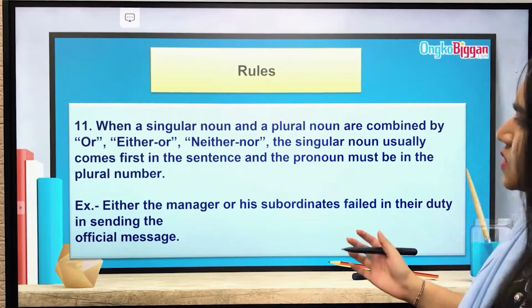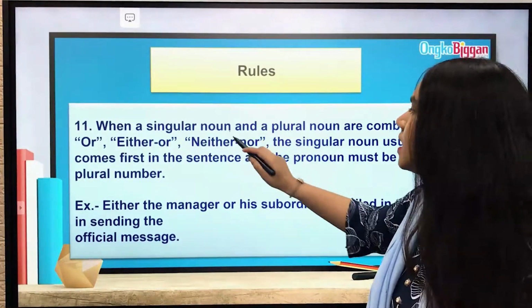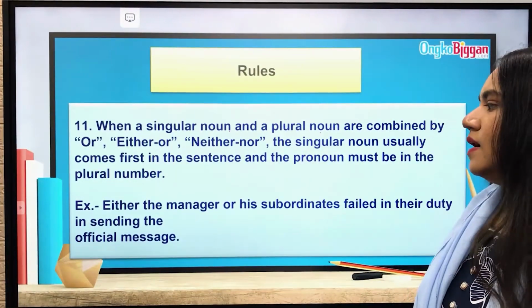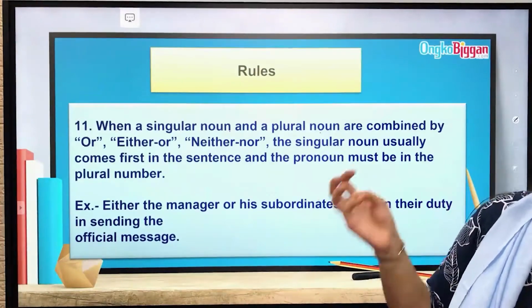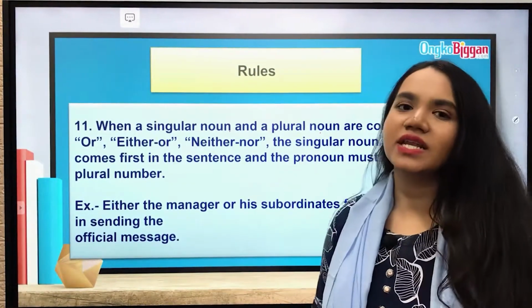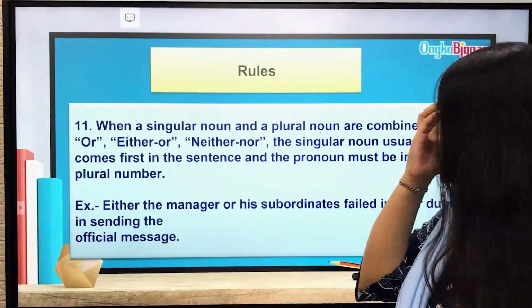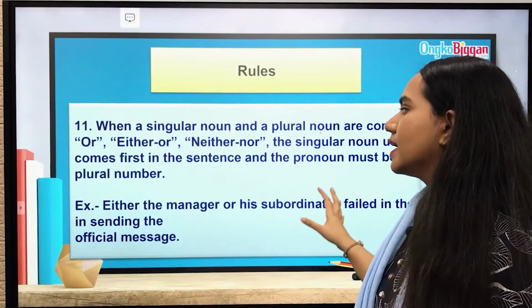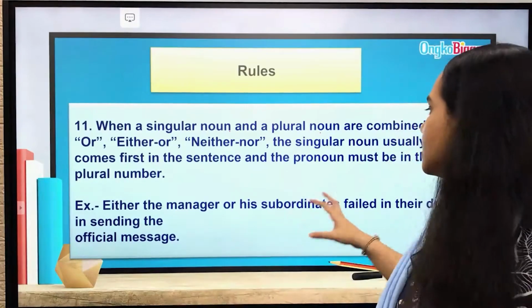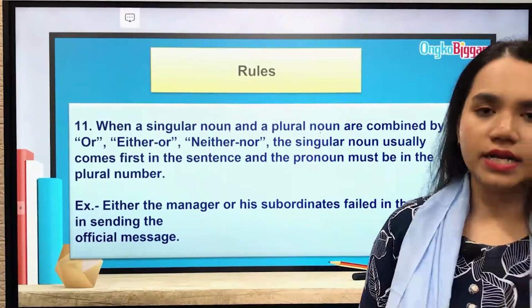So first of all, there is a singular noun and then there is a plural noun. But they are combined with or, either or, neither nor. All three of these phrases are very common in English grammar. So what are we using? The singular noun comes first in the sentence and the pronoun must be in the plural number.